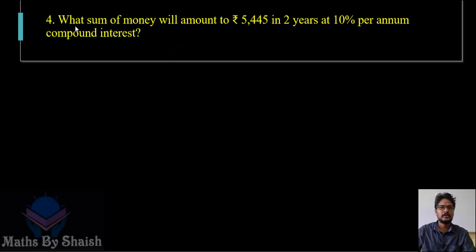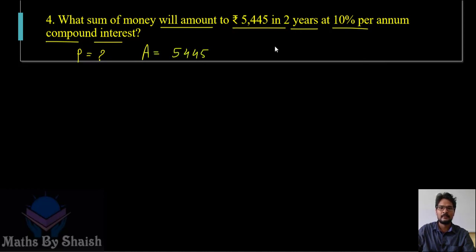So the fourth question is, what sum of money will amount to 5,445 in 2 years at 10% per annum compound interest? What sum of money means we require the principal, because the principal is missing; this is the initial amount. Amounts to means the total amount, the final amount is given as 5,445 in 2 years. So n is 2 years and rate is 10% per annum. So we know the formula, we will simply use the formula and substitute these values which are given. A equals P times 1 plus R, not R1, only R upon 100, to the power n.